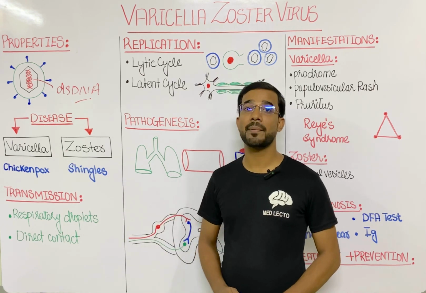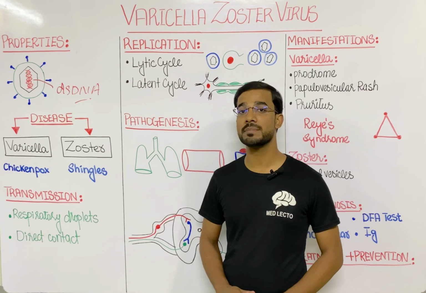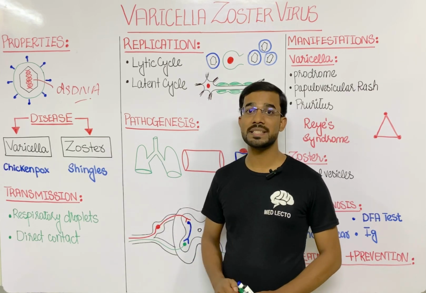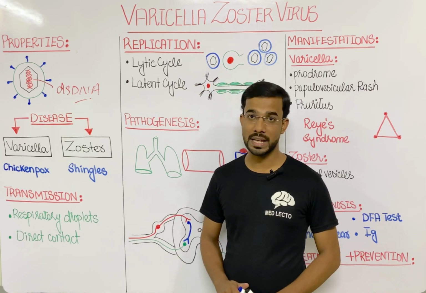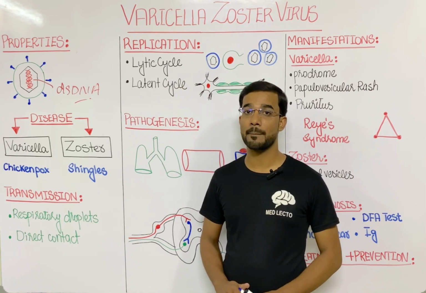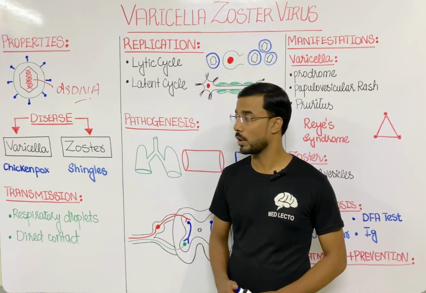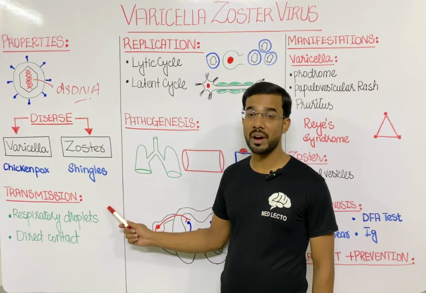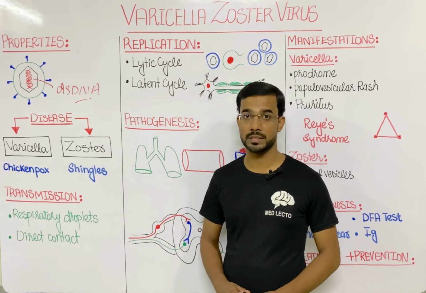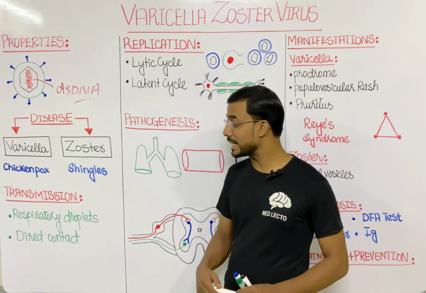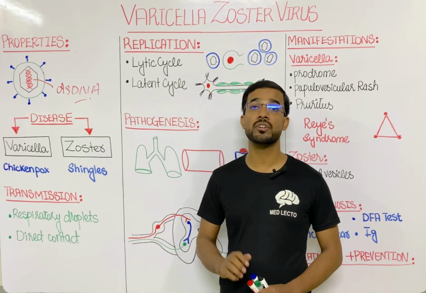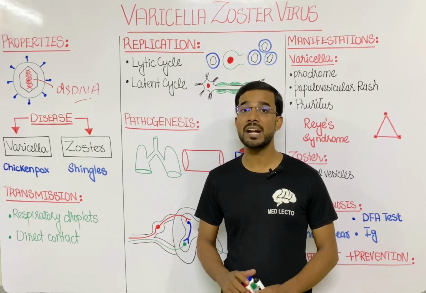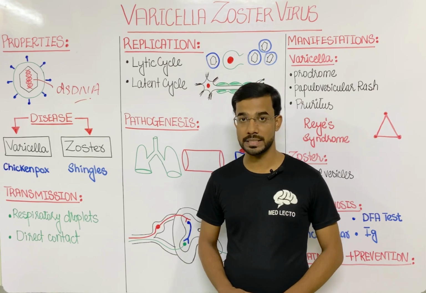Varicella is basically a primary disease. It will happen for the first time ever in your life and it is mostly seen in children. But the zoster is basically the recurrent form of the varicella, and that's why it actually happens later in life, in adulthood. Okay, if we look at the transmission, you will see varicella zoster virus transmits through the respiratory droplets from one person to another, and it can also be transmitted through direct contact with the lesions of the varicella zoster virus, because that virus is present in the lesions.